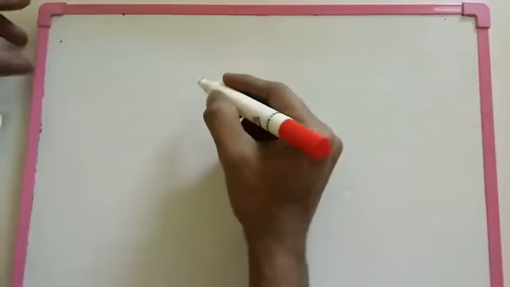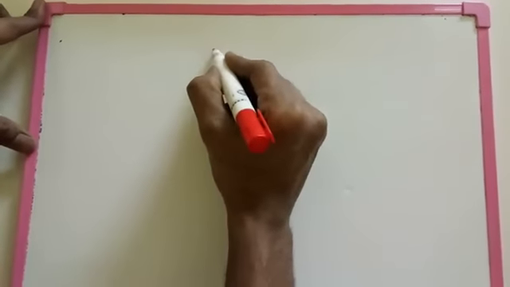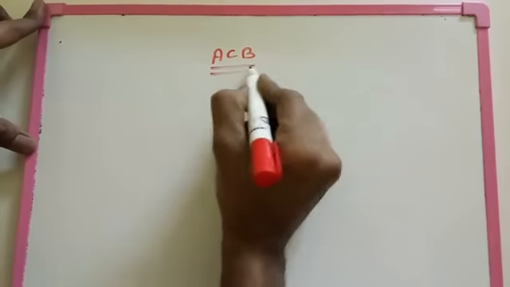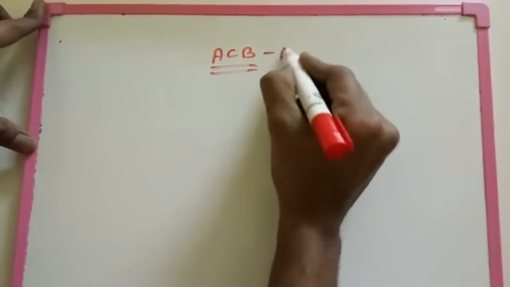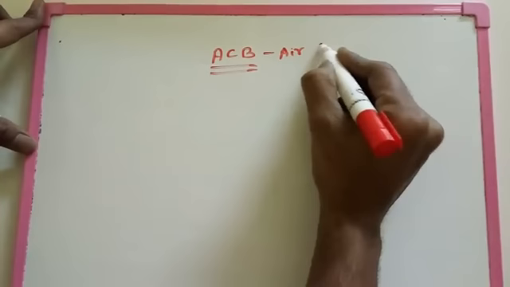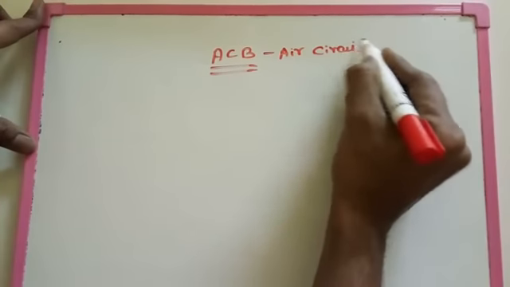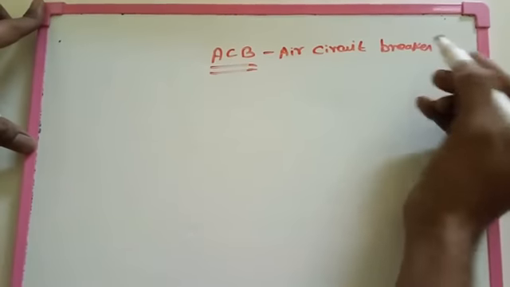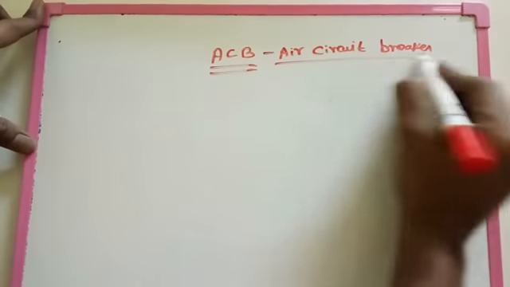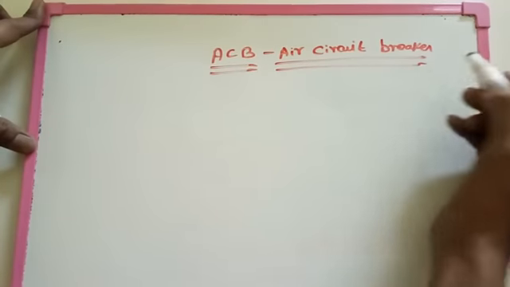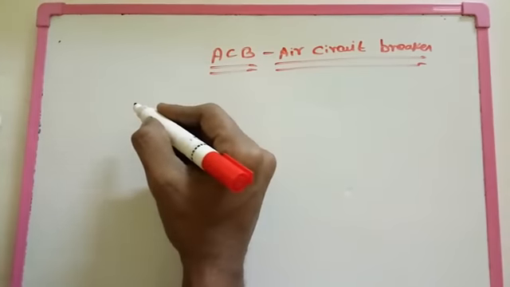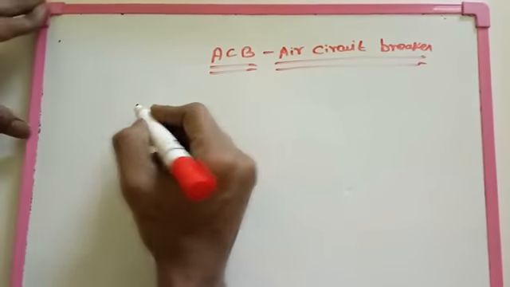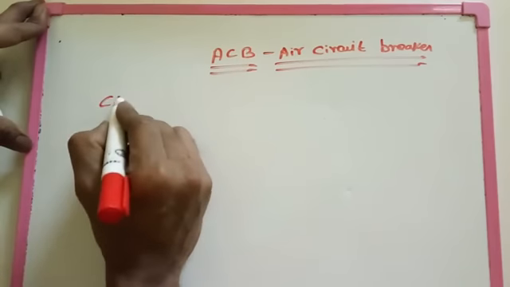Hi guys, now we are going to see ACB. ACB means air circuit breaker. First of all, I am going to explain what a circuit breaker is, because for any topic we need to know the initial stage and the basics. That's why I am starting with the circuit breaker.